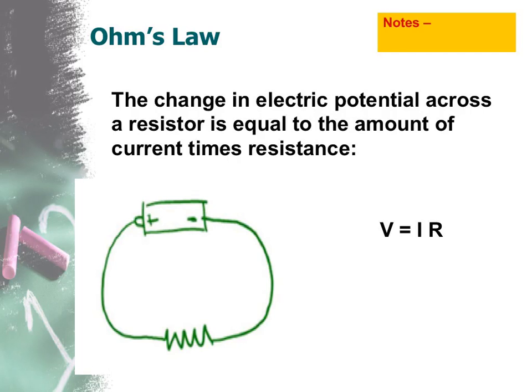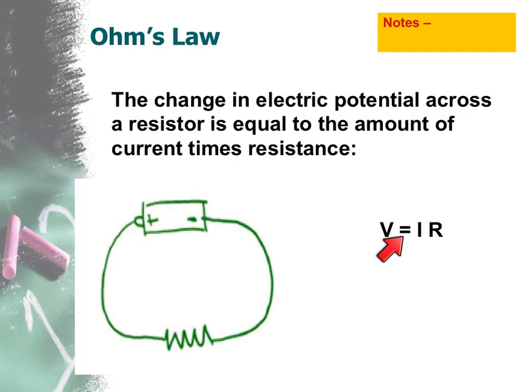Okay, another very important law in circuits is what's called Ohm's Law. Ohm's law states that the change in electric potential across a resistor is equal to the amount of current flowing through it times its resistance.